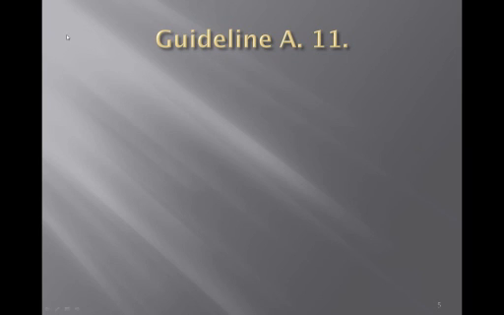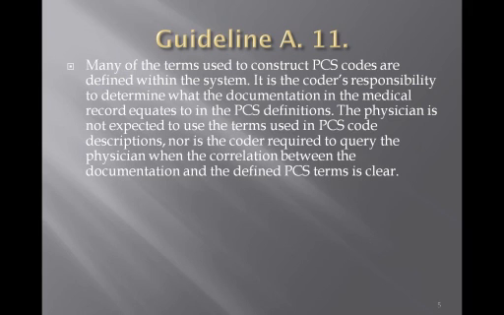Looking at the coding guidelines, I want to share one guideline with you. I think it's a real good and important one, and it is this one here, Guideline A.11. Many of the terms that are used to construct PCS codes are defined within the system. It is the coder's responsibility to determine what the documentation in the medical record equates to in the PCS definitions. The physician is not expected to use the terms used in PCS code descriptions, nor is the coder required to query the physician when the correlation between the documentation and the definition is clear.